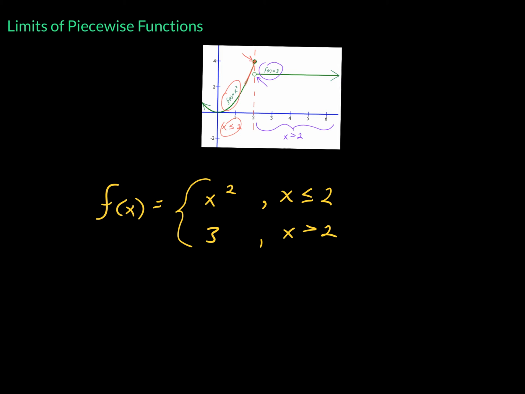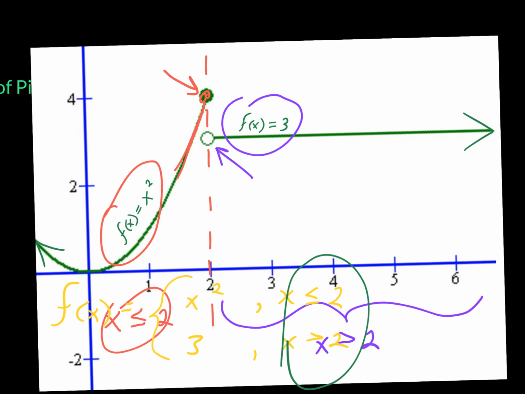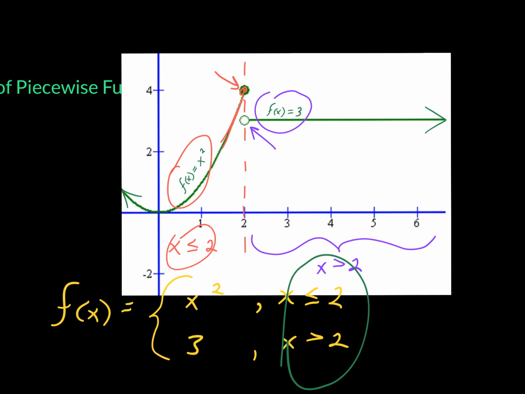And whenever you're dealing with that, the breakpoint is what we're interested in. We want to see what's happening at x equals 2, because that's the breakpoint. Are they going to meet or are they not going to meet? We want to see if the limit exists. The answer here would be the limit does not exist, simply because as you're coming in from the left-hand side, you're approaching y equals 4. And as you're coming in from the right-hand side, you're approaching y equals 3. They do not equal each other, therefore the limit does not exist.